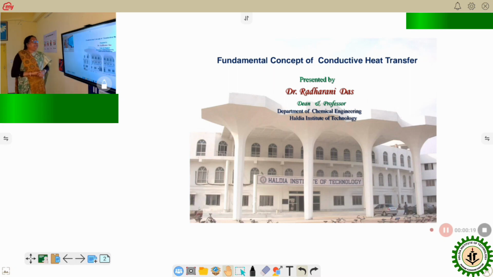Topic is fundamental concept of conductive heat transfer. Myself, Professor Radharani Dash, Dean and Professor of Department of Chemical Engineering, Haldia Institute of Technology.